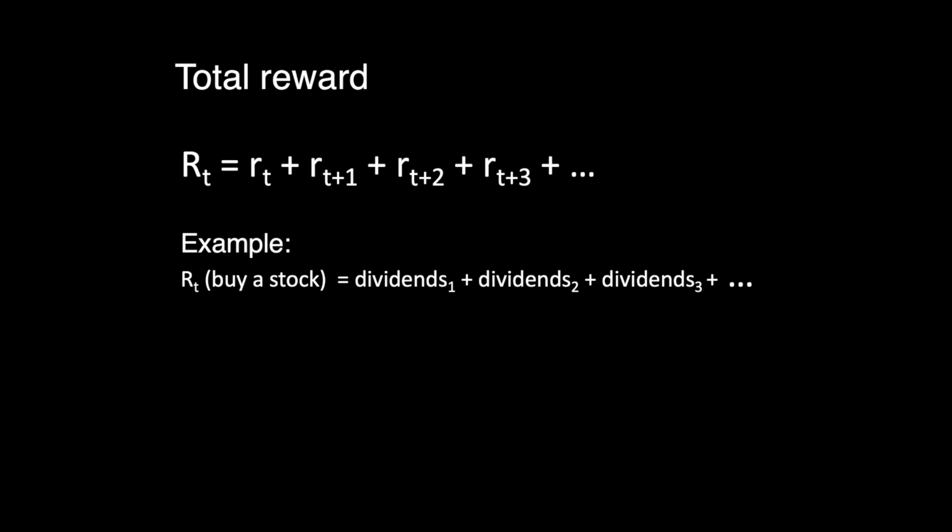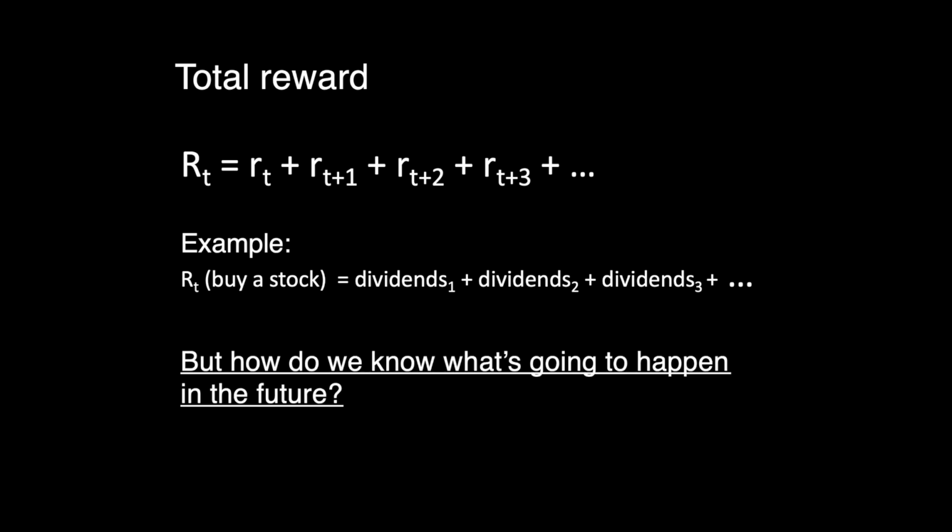Think of it as if you bought a stock and hold it forever, you're going to receive dividends from it over time. But how do we know what's going to happen in the future? It sounds ambitious that we want to find the ultimate reward of an action over an infinite amount of time, given that none of us can live forever. We don't know whether the company will continue to give dividends or if it's going to bankrupt at some point in the future. The solution of this problem lies in the Bellman equation, which we will cover very soon.